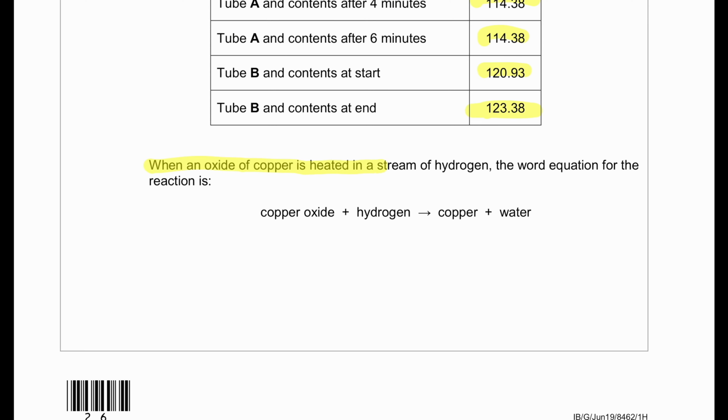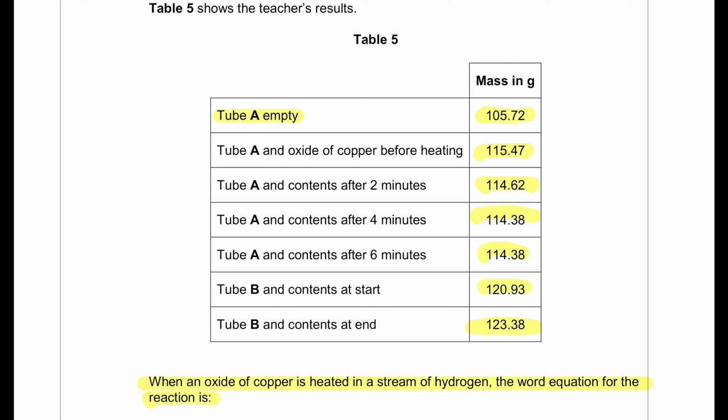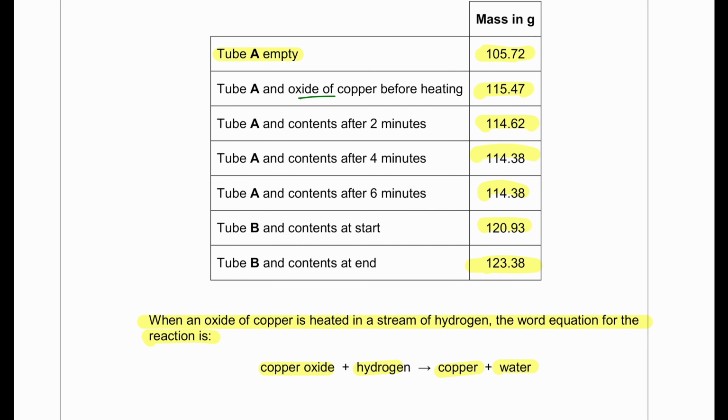When an oxide of copper is heated in a stream of hydrogen, the word equation for the reaction is copper oxide plus hydrogen produces copper plus water. Determine the mass of the copper and the mass of the water produced in this experiment. So to find the mass of the copper, with tube A and oxide of copper before heating, we can find the mass of the copper oxide from here. 115.47, we can subtract 105.72. And then tube A contents after 6 minutes, we can see what mass has decreased.